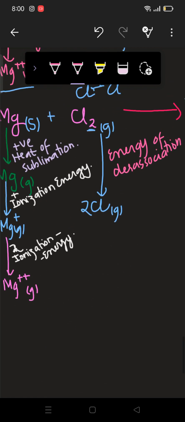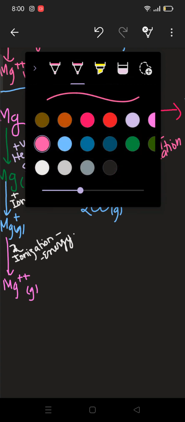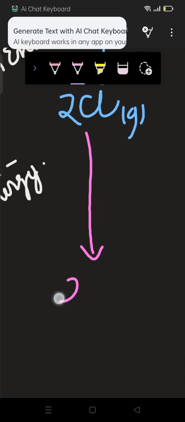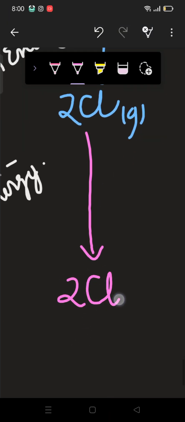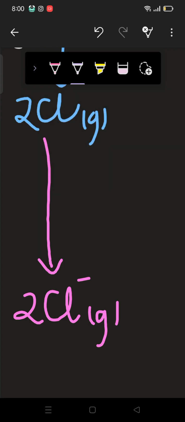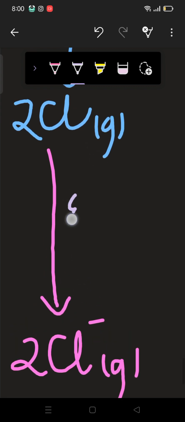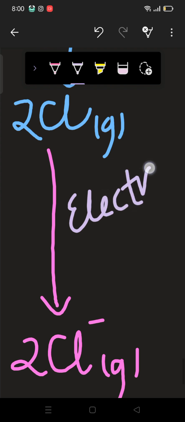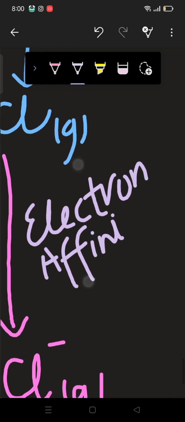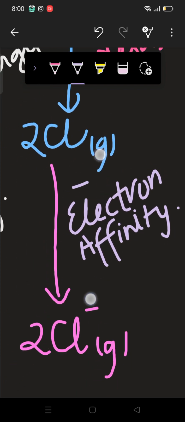Okay, so now I need to add one electron to chlorine in order to make 2Cl negative in the gaseous form, right? The energy which is released due to adding of an electron to the valence shell of a gaseous atom, this released energy is what we call the electron affinity, and this would be released, so negative, right?